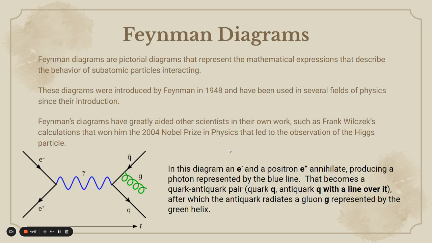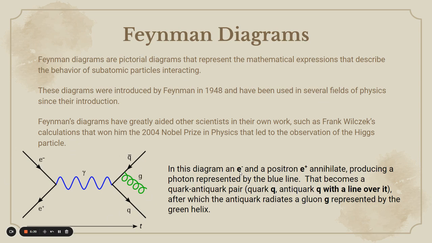Getting back to Feynman diagrams, they're really just a pictorial diagram that represents the mathematical expressions that describe the behavior of a subatomic particle interacting. These diagrams were introduced by Feynman in 1948 and have been used in several fields of physics since they were introduced. These diagrams have greatly aided other scientists in their own work, such as Frank Wilczek, and the calculations that he did that won him the 2004 Nobel Prize in Physics. And it also led to the observation of the Higgs particle. So these diagrams have become incredibly useful in the field of physics.